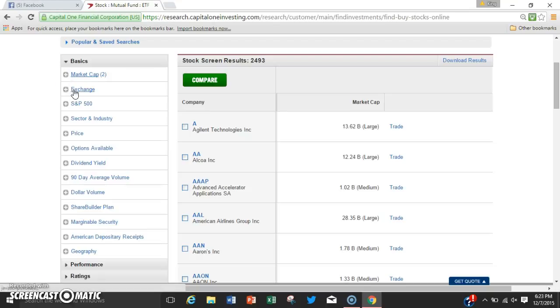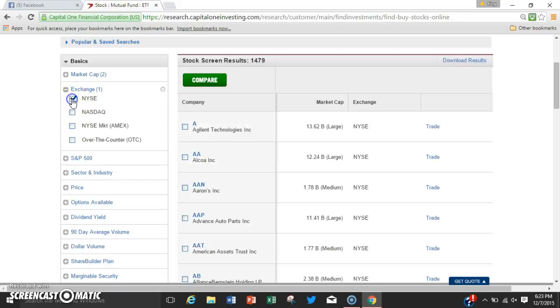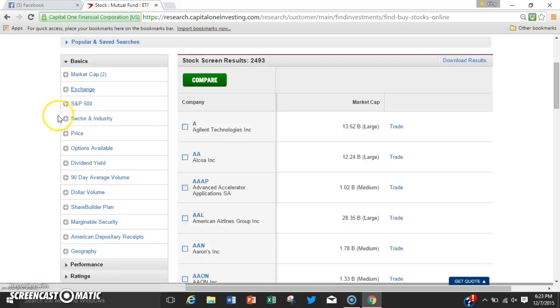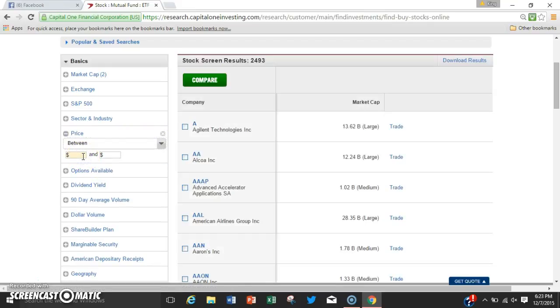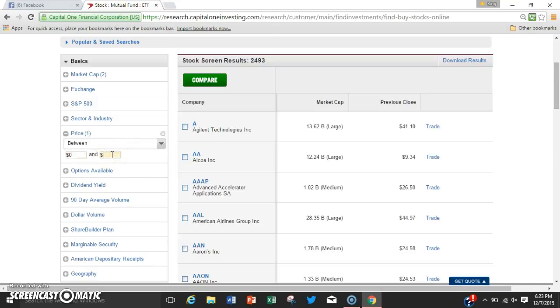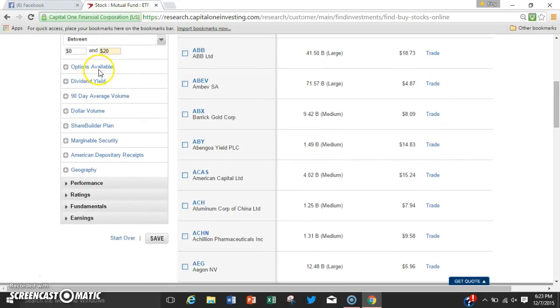And the New York Stock Exchange. Matter of fact, I'm not even gonna limit anything. Price $0 and about 20. Options. I do options, but I'm gonna get into that a lot later. It wouldn't make any sense to get into it now.